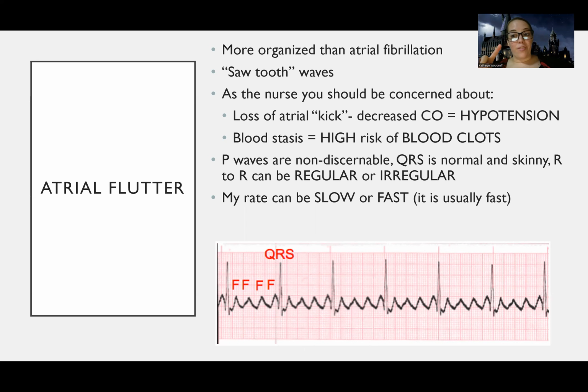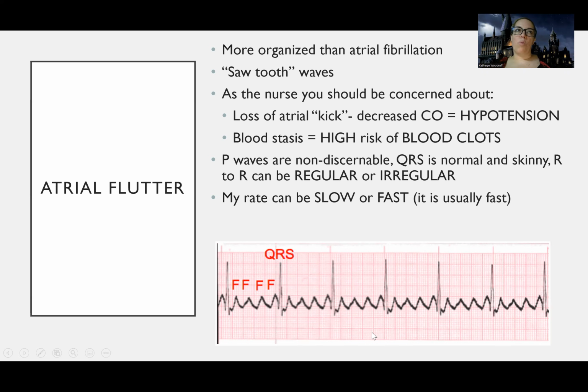They still have the loss of atrial kick and hypotension risk. They still are pooling blood, so they're at risk for blood clots. They still can be slow or fast. The only other difference is that sometimes with this one, it's a little bit more regular. Sometimes you can see here, this is a normal R to R. So it's got these extra P waves that are sawtooth, kind of V-like waves, but it's regular. These are what are called F or flutter waves.